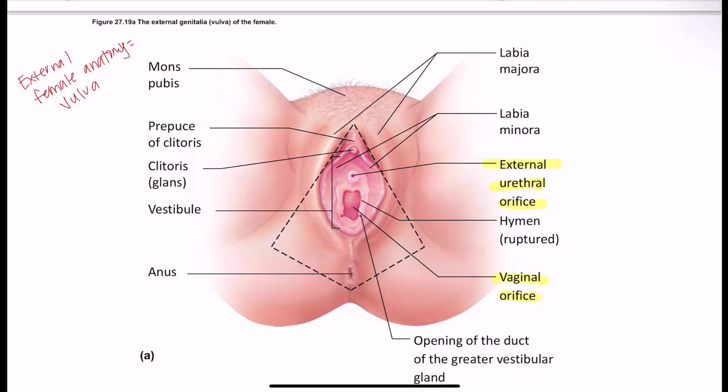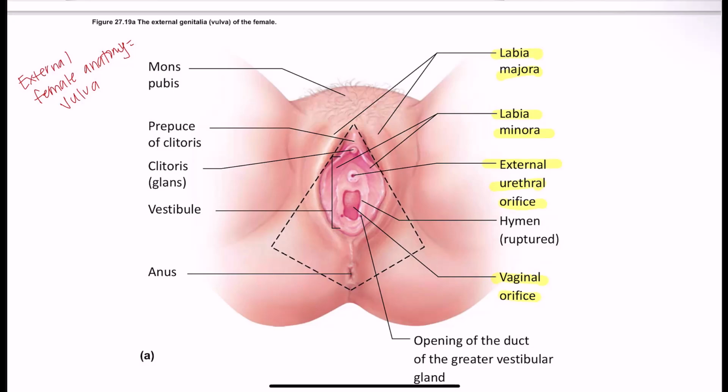There are two layers on the outer edges here of labia, and that word labia means lips. So we have the labia minora, the small ones. And then the larger ones on the outer edges are called labia majora. So the major ones and the minor ones.